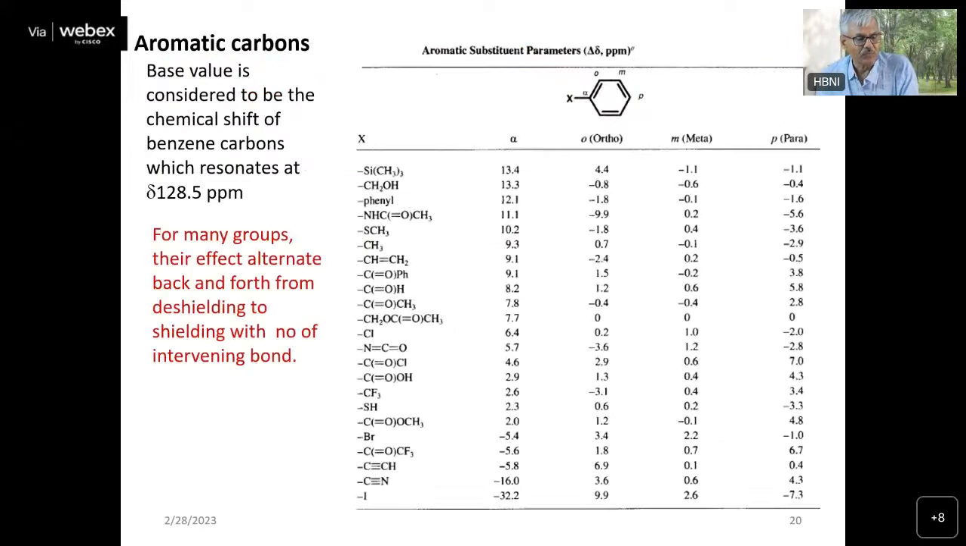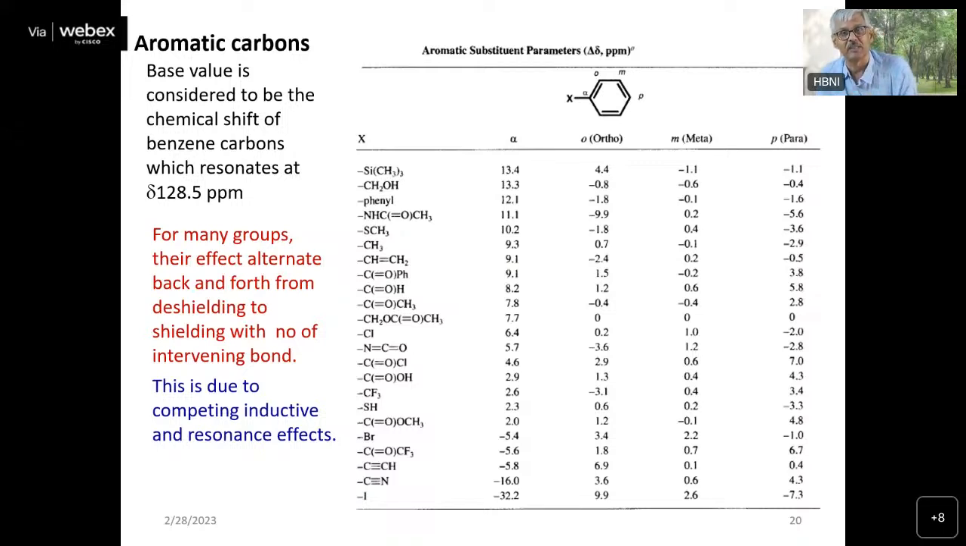You will see that for many groups their effect alternates back and forth from deshielding to shielding with the number of intervening bonds. For example, I've shown you that this is positive, this is negative, this is positive, this is negative. This is happening due to competing inductive and resonance effects, which depend on the substituent. If the substituent has an electron pair, it can increase the electron density at the ortho and para positions. Similarly, if it withdraws electrons, you will see a decrease in electron density at ortho and para relative to meta.